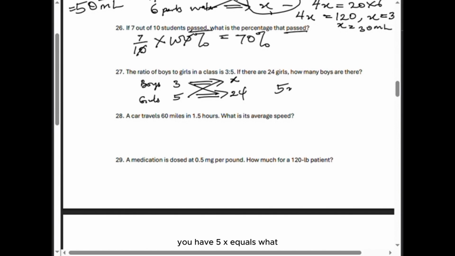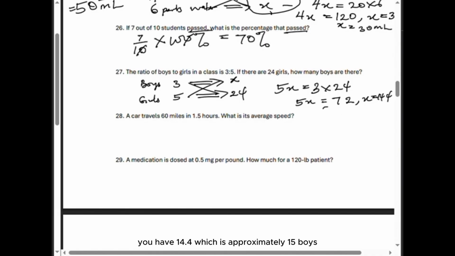You have 5x equals what? 3 times 24, and you have 5x to be what? 72, whereby x equals 72 divided by 5, you have 14.4, which is approximately 15 boys.